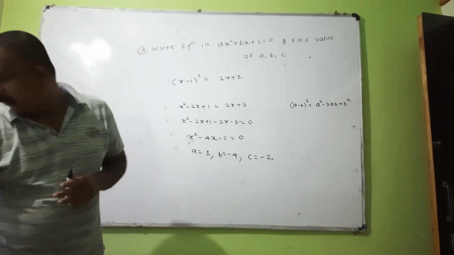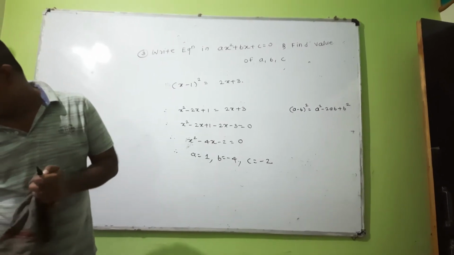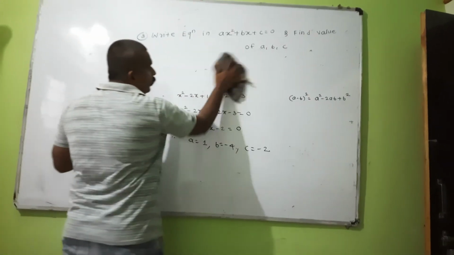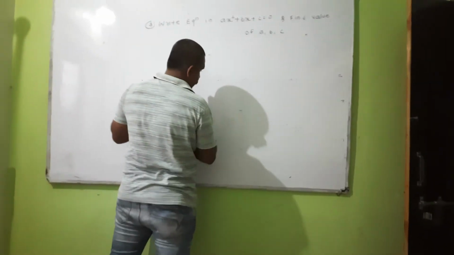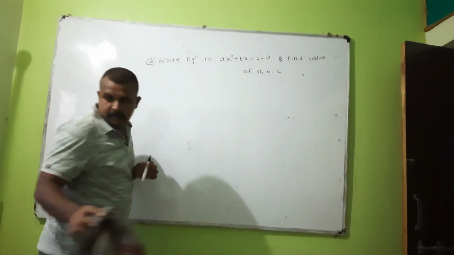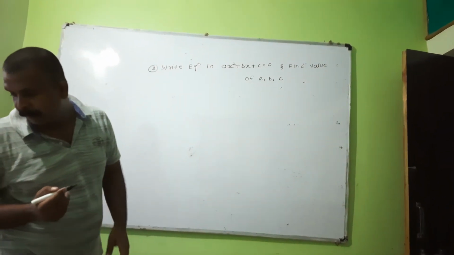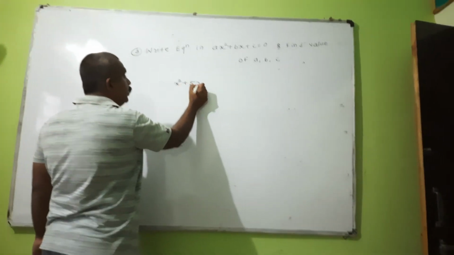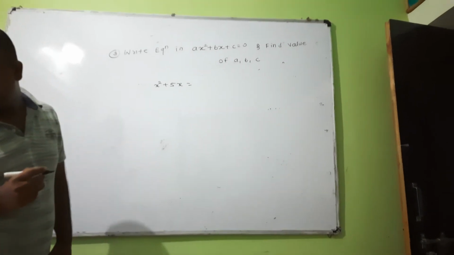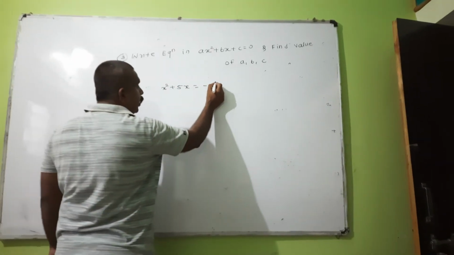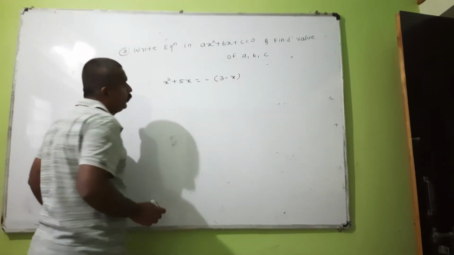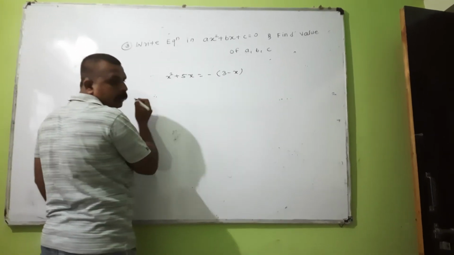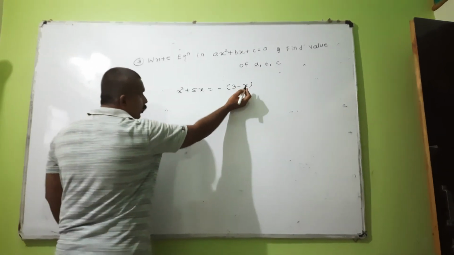Okay, so let's see the third example. Third example is x square plus 5x equal to what? Minus 3 minus x. Okay. So we directly shift this toward the right side. Sorry, toward the left side.